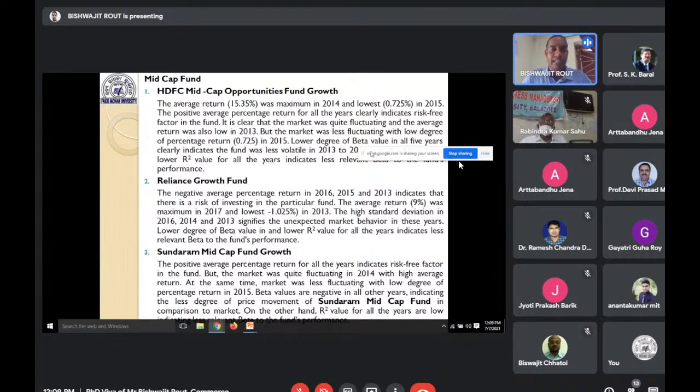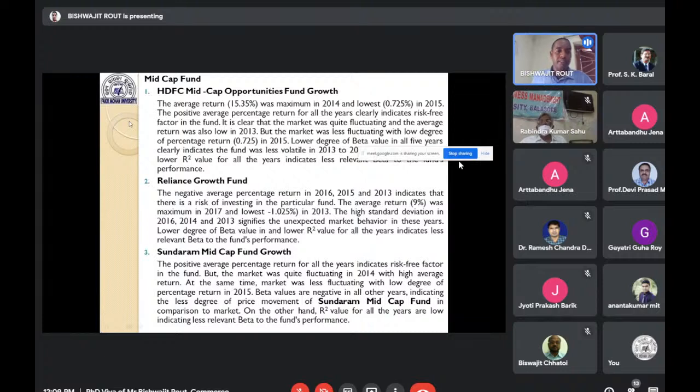So lower degree of beta value and lower R-squared value for all the years indicates less relevant beta to fund performance. So next one in this category of mid-cap fund is Sundaram Mid Cap Fund growth. The positive average percent return for all the years indicates risk-free factor in the fund, but the market was quite fluctuating in the year like 2014 with high average return. At the same time, market was less fluctuating with lower degree of percentage return in 2015.